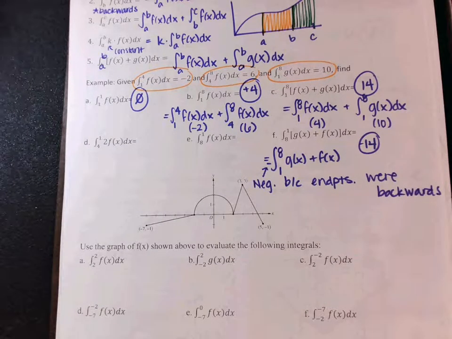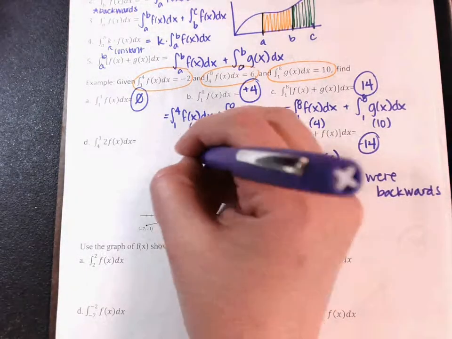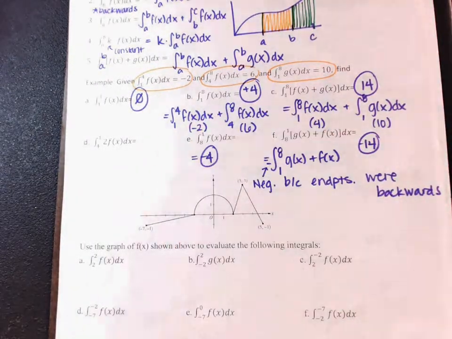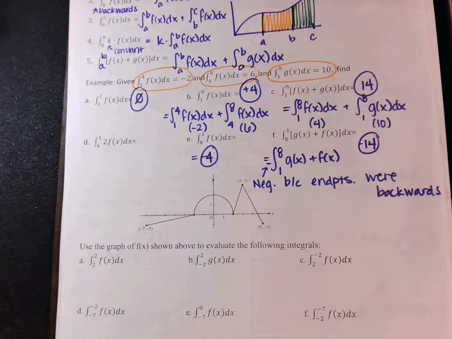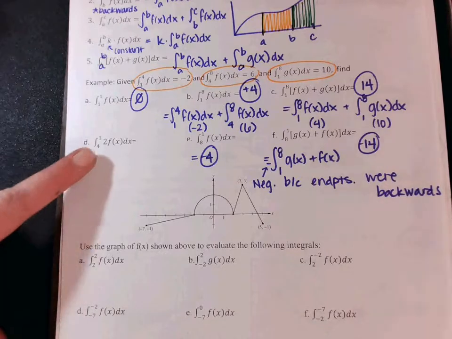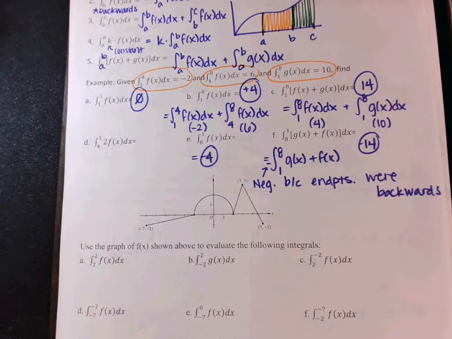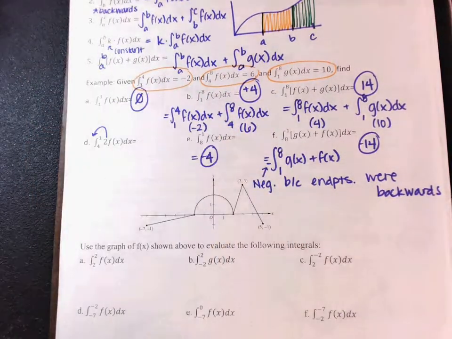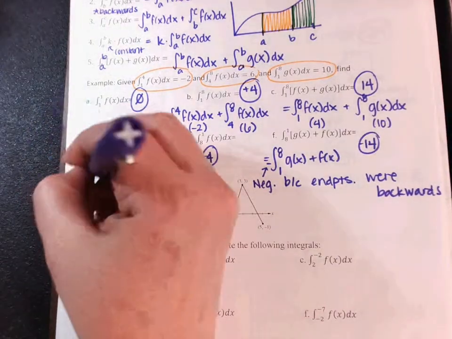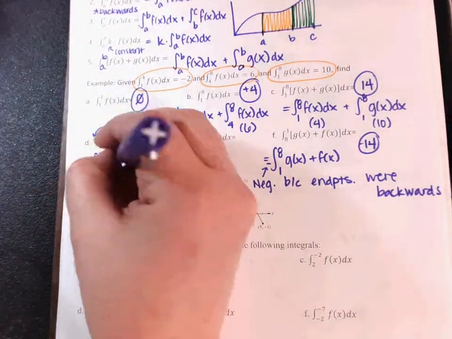Okay, 2 more left. Do letter E real quick. If I want the integral from 8 to 1 of f of x, what would that equal? -4. Because why? Why is it -4? Endpoints are backwards. Okay, and then for letter D, I want the integral of 2 f of x. Well, then I can take my 2 to the outside. 2 integral 4 to 1 of f of x.